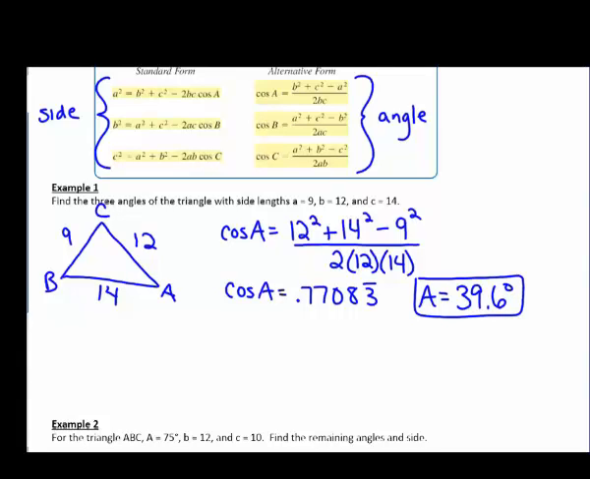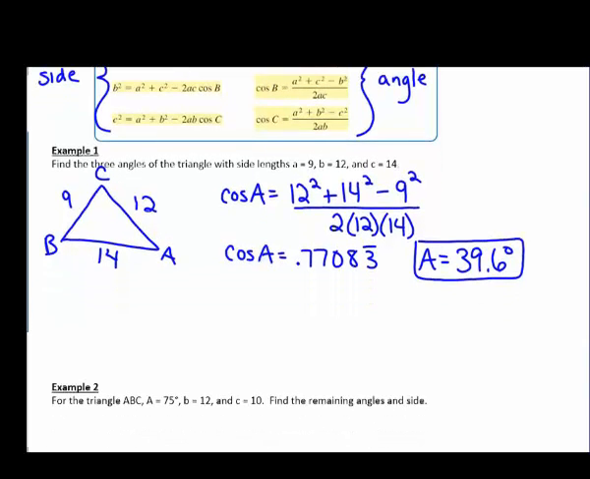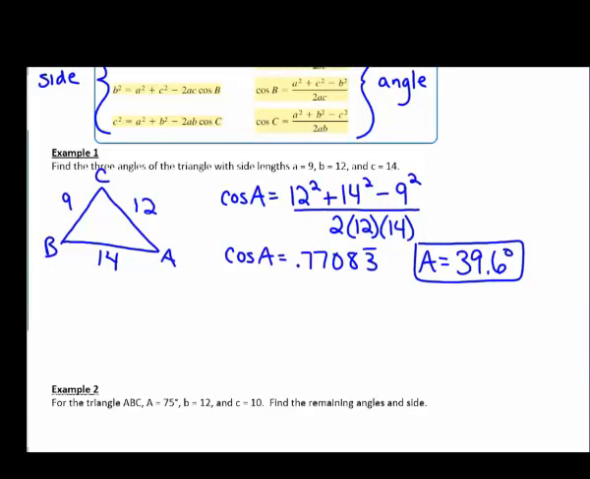So now there are several ways we can find angles B and C at this point. You could use law of sines if you want to. You can continue to use cosine, law of cosines. So in order to get more practice, we're just going to use law of cosines. So now I'm going to find angle B. Okay, and so we know that it's A squared, so 9 squared, plus C squared, so 14 squared, minus B squared, so that's 12 squared, all over 2 times A, which was 9, times C, which was 14.